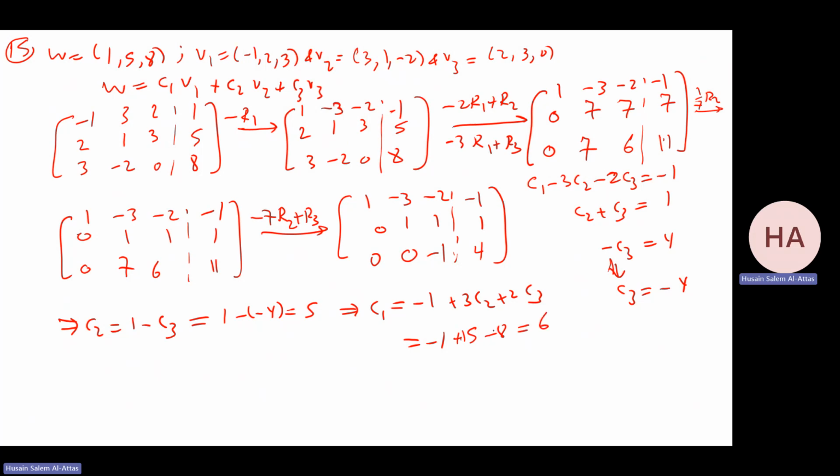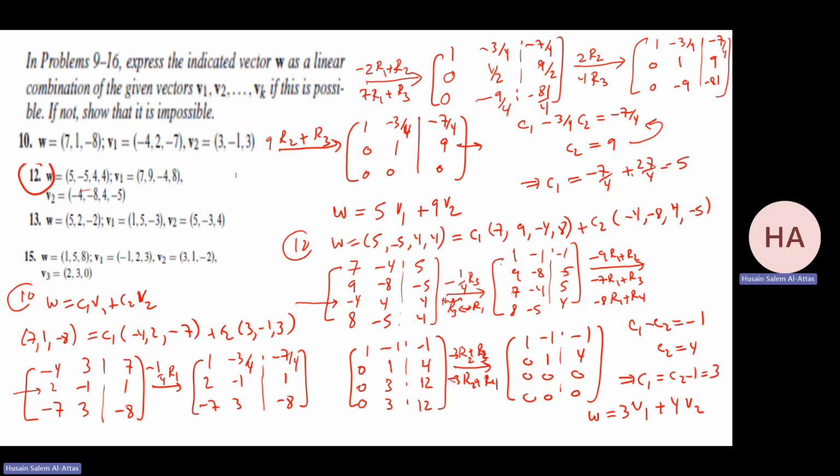So we have 6. So that means W would be what? 6 V1 plus 5 V2 minus 4 V3. Yeah. By the way, always we can check. Always you can check. Plug V1, plug V2, plug V3, check. Multiply by 6, 5, check if this is W or not. Also in the previous problems, you can do the same idea.